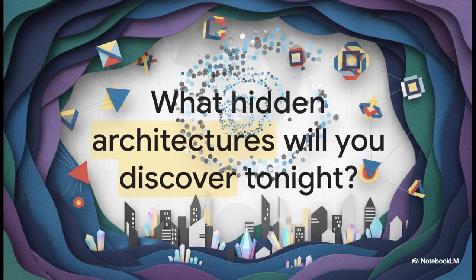So I want to leave you with this thought to chew on. If an AI swarm can map the deeply hidden patterns of your subconscious, mathematically translating your raw emotions into color and your abstract symbols into literal geometry, what hidden architectures will you discover about yourself tonight?